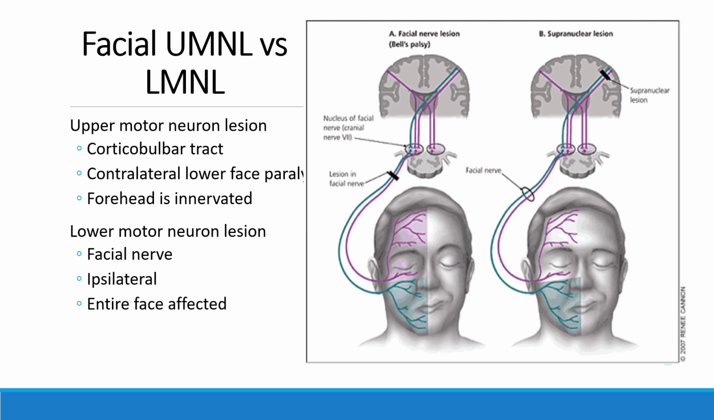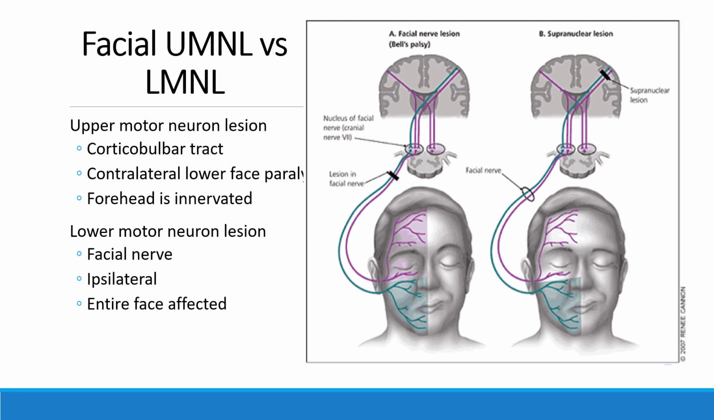Looking at an important distinction between upper motor neuron lesions and lower motor neuron lesions as evidenced by the face. So let's look at Bell's palsy, or a cranial nerve 7 lesion, or facial nerve lesion, versus a stroke or a supranuclear lesion. Supranuclear could be stroke, could be a tumor, but we're looking mostly for stroke. So upper motor neuron lesion, stroke; lower motor neuron lesion, Bell's palsy. With an upper motor neuron lesion, the corticobulbar tract is going to be involved.